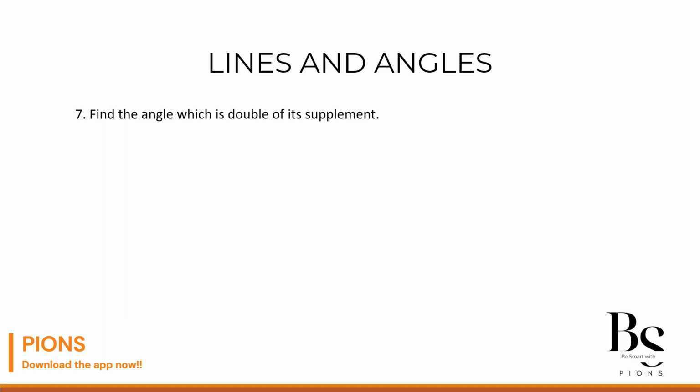We have to find an angle which is double of its supplement. So let's say that angle is x and it is double of its supplement. Okay. So if it is double of its own supplement, which means that its supplement should be half of x. Let me repeat again. If x is an angle, half of x will be x by 2. Or you can say if I multiply x by 2 with 2, I will get x. So x is double of x by 2.